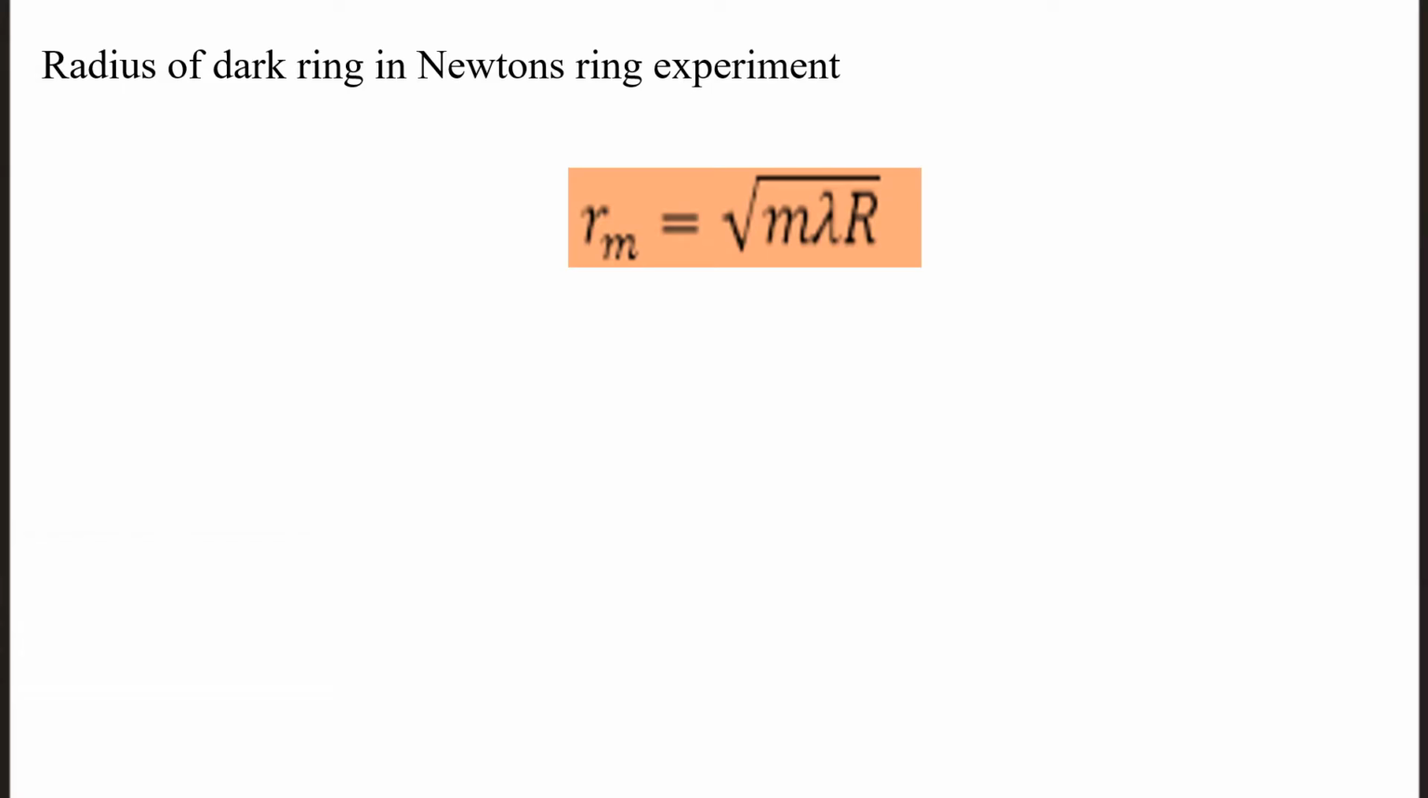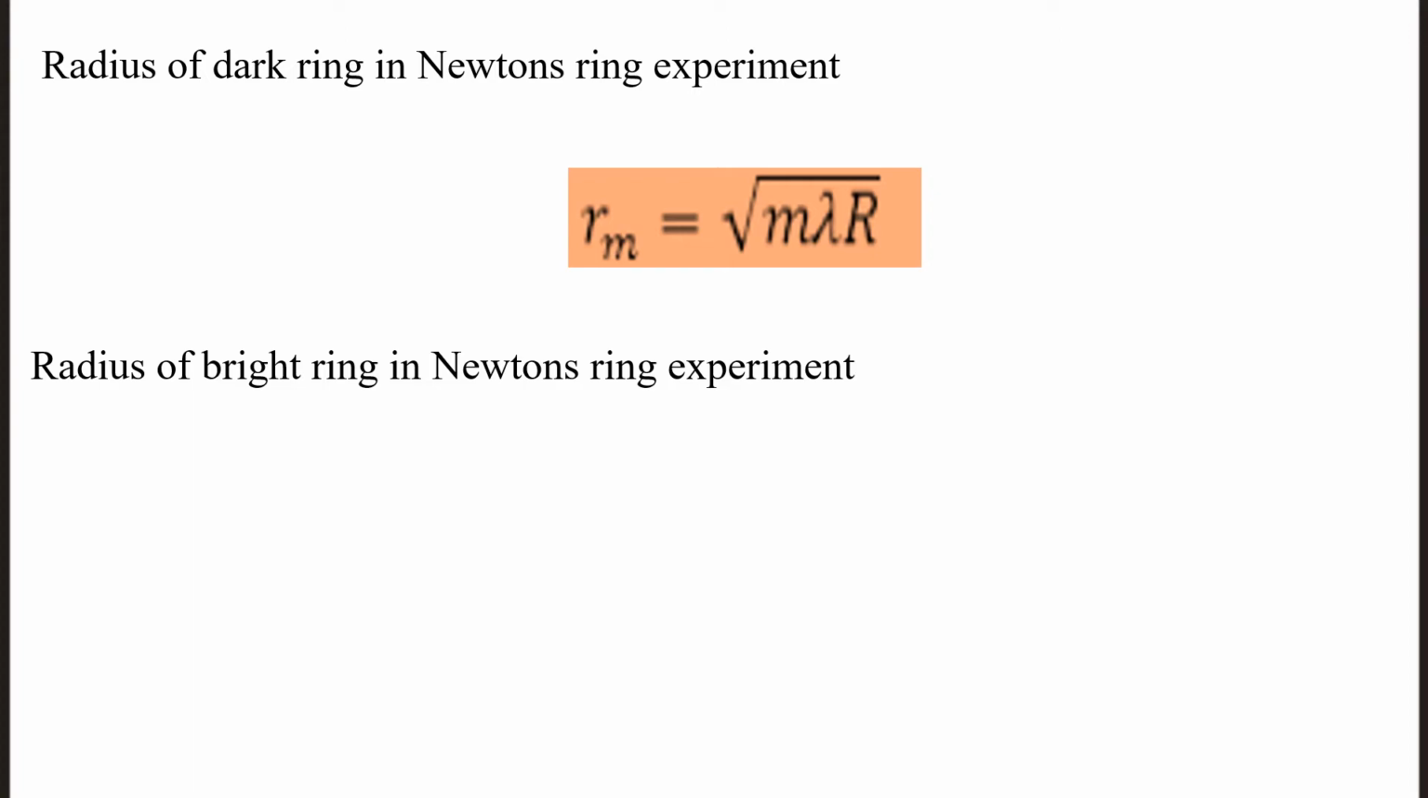In that video, you may see the derivation with which we get the radius of the dark ring as Rm is equal to under root m lambda R. So that is one formula. Based upon that, there will be a certain number of numerical examples.